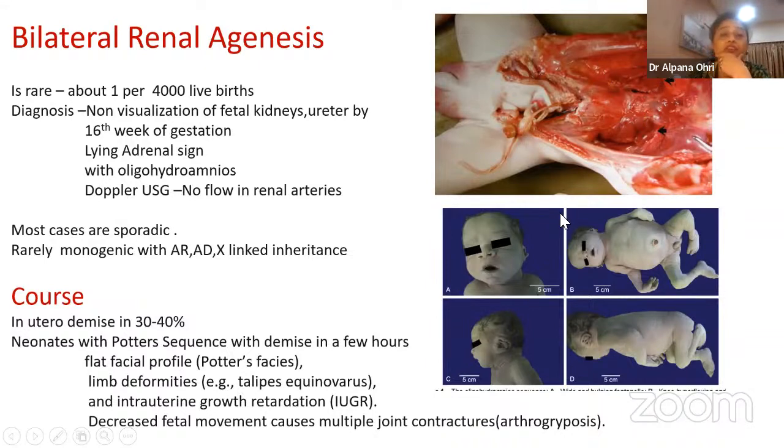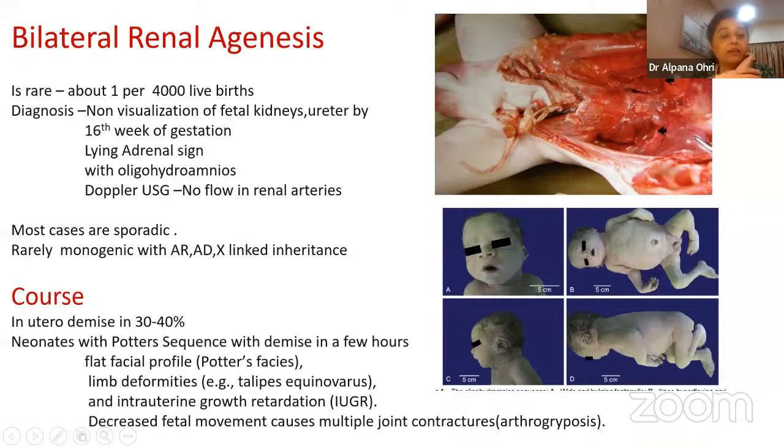Bilateral renal agenesis is a rare entity, 1 in 4,000. Diagnosis again is non-visualization of fetal kidneys and ureter by the 16th week of gestation. Characteristically, the sign is called the lying down adrenal sign on sonography. There is oligohydramnios or anhydramnios, which is seen in bilateral renal agenesis beyond 16 weeks. And again, there will be no flow in the Doppler.